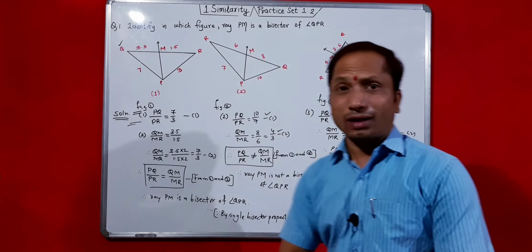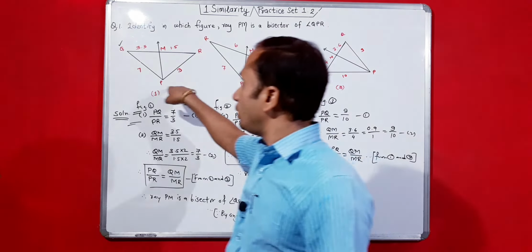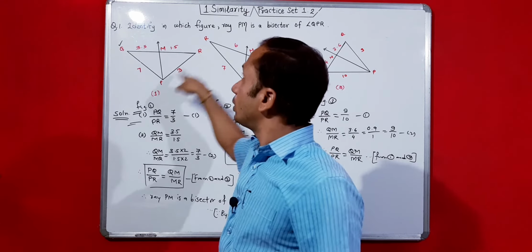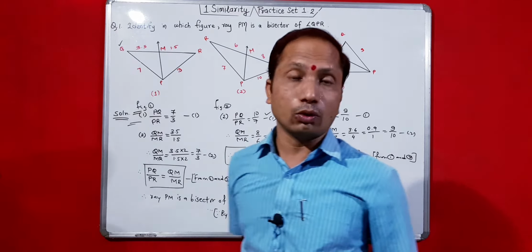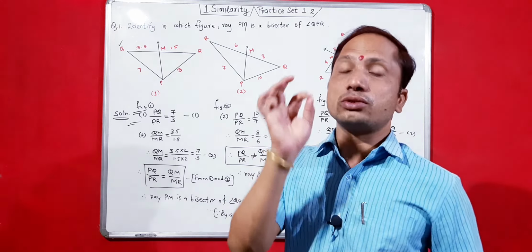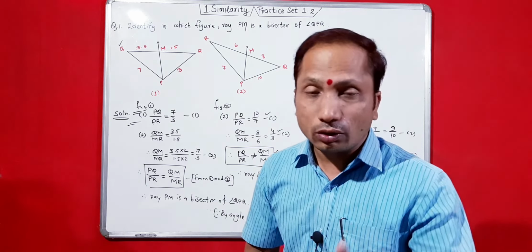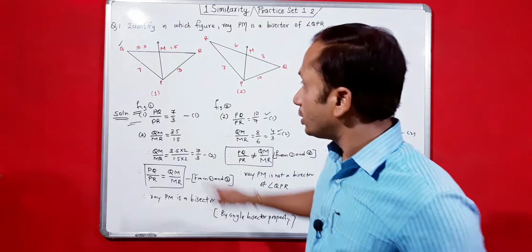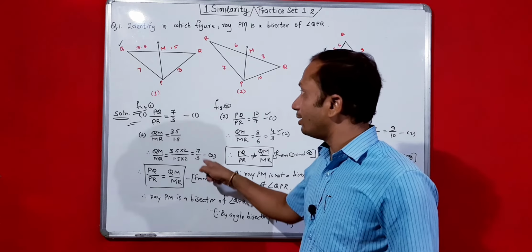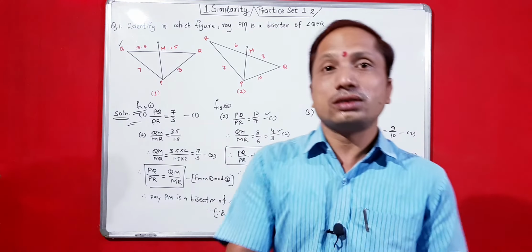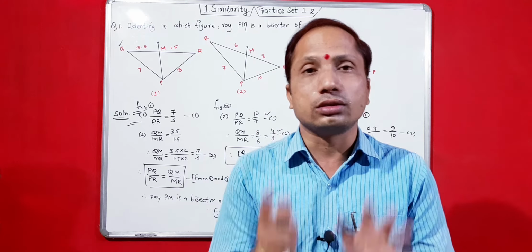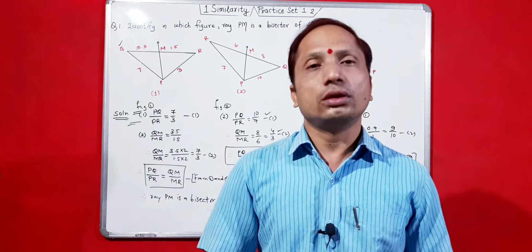Don't forget that. One thing I'm again clearing: PQ upon QR, then QM upon MR. If PR upon PQ, then MR upon MQ. The sequence never changes. You keep the same sequence, just do the calculation, and find the ratio of the two given quantities, like PQ upon PR and QM upon MR. If both are identical, then the given ray is a bisector of the given angle. You just have to write these things in this question, and now this question is completed.